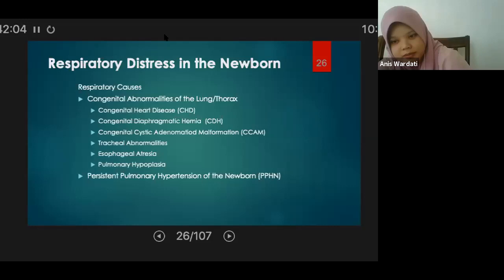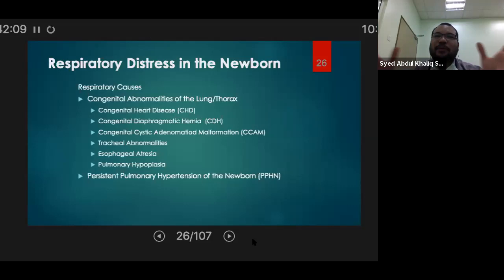Okay, so the easiest test to assess whether the baby has persistent pulmonary hypertension of the newborn, PPHN ke tak, is checking the preductal and postductal saturation.